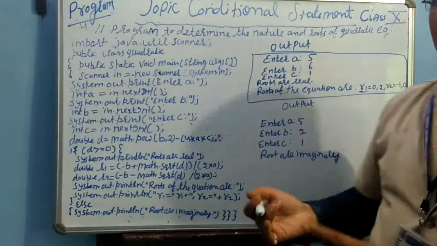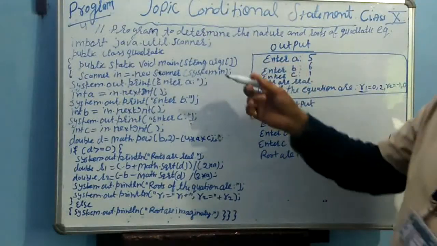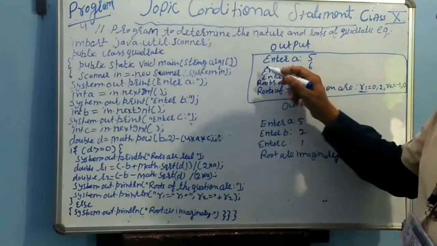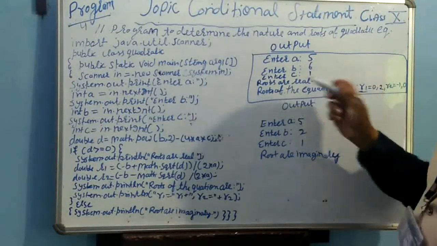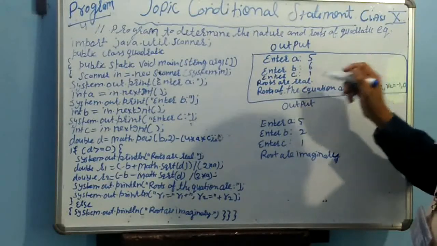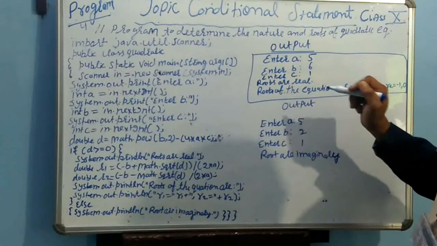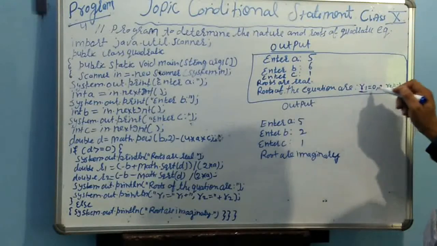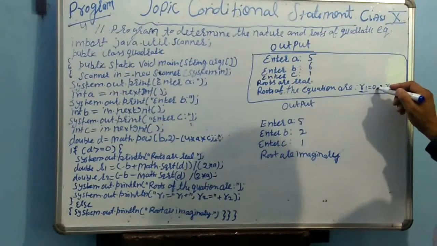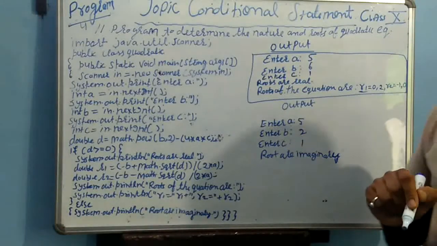Now after you complete your program, when you see the output of the program, first of all it will ask you to enter the value of a, suppose you give 5, then it will ask to enter the value of b, suppose you give 6, and then it will ask to enter the value of c, suppose you give 1. So then after the calculation it will say roots are real and roots of the equation are r1 value 0.2 and r2 value minus 1.0 display.